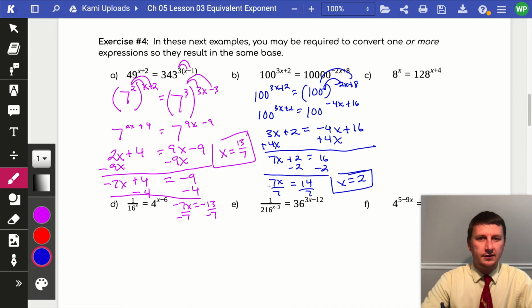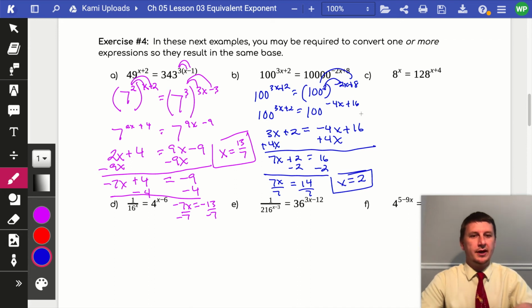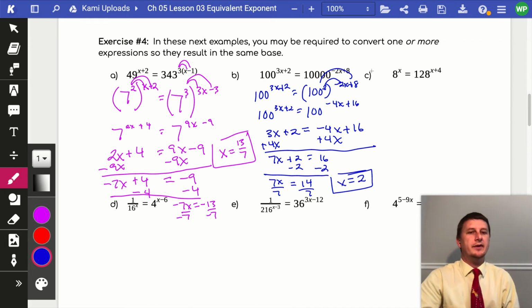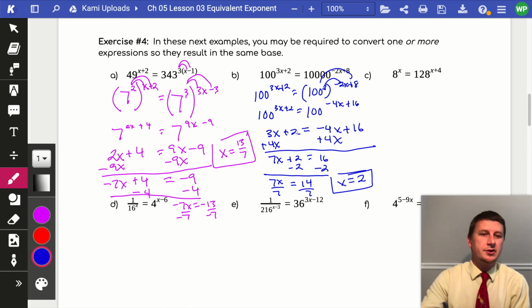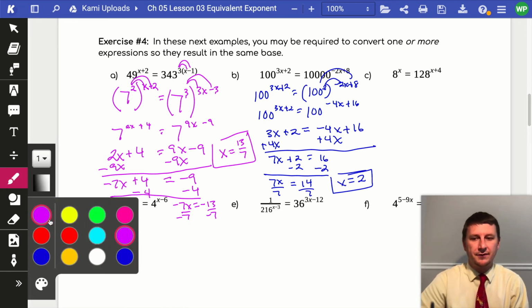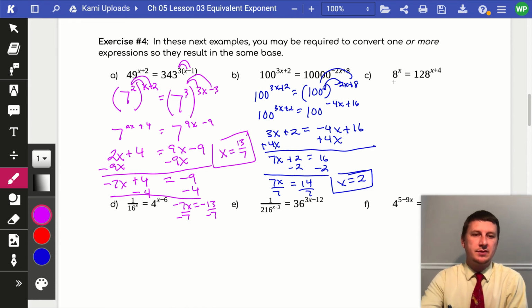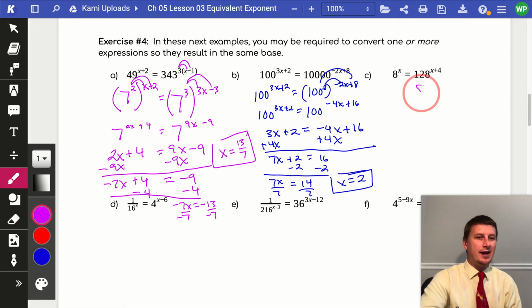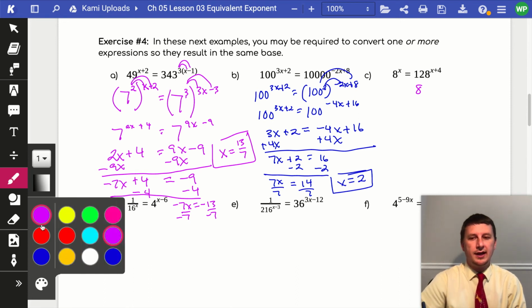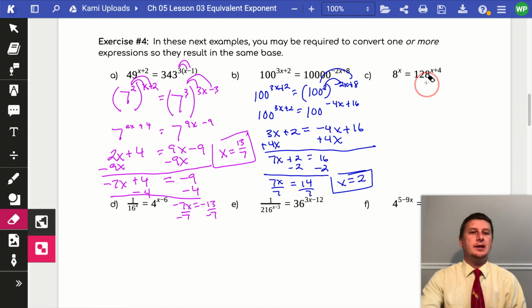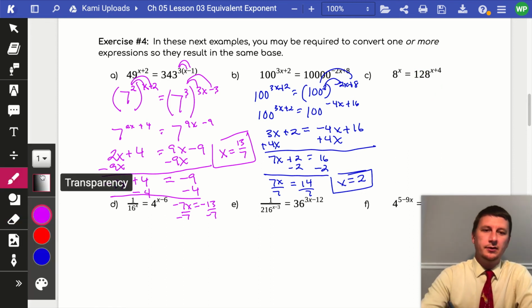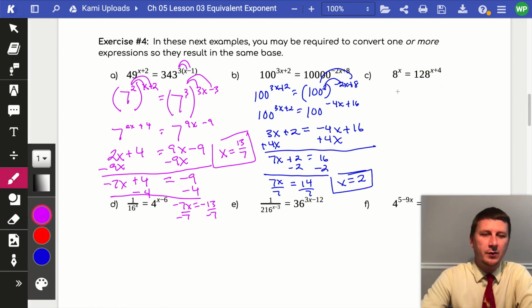Good so far? Good, because now we're going on to part C. Part C, we have 8 to the x power is equal to 128 to the x plus 4 power. Here we're going to have to change both bases, because if you try to just change 128 to 8 to a certain power, 8 to the second power is 64, 8 to the third power is 512. So you can't get 128 by doing 8 to a power. So we're going to have to change 8. And what do we know about 8?